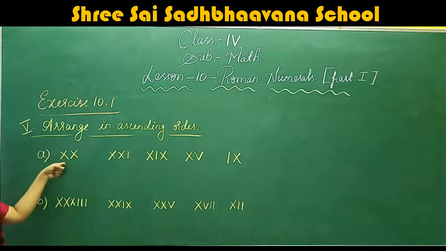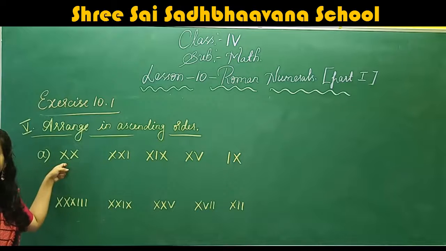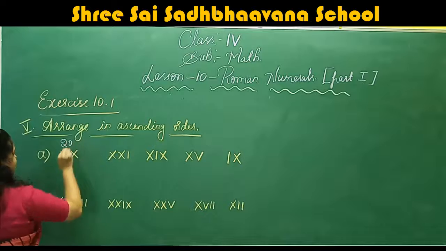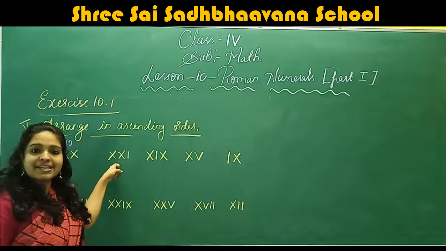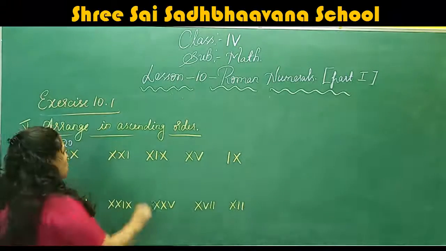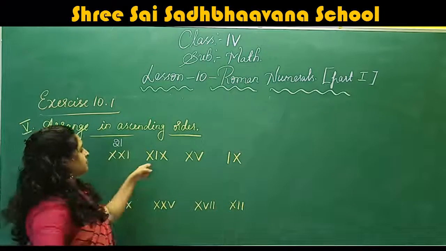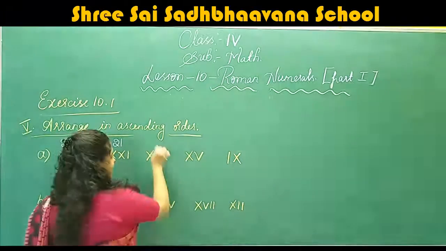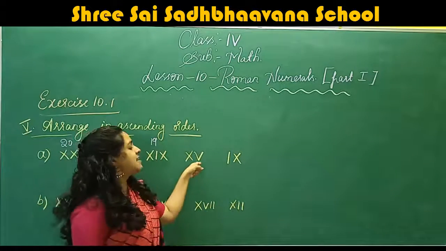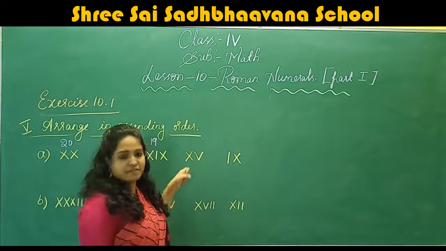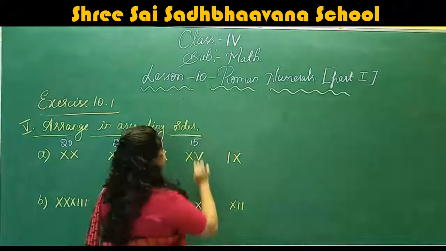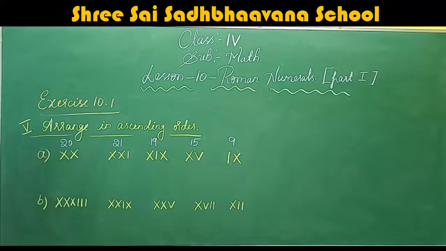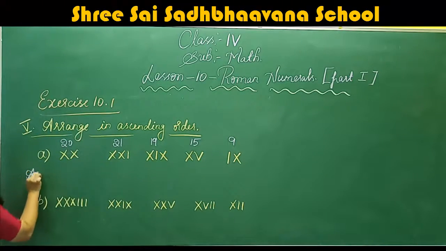So let's come to the first number. So what is this number? Which number is this, children? 20. So let us write 20. Okay. Which number is this? 21. Okay, here 10 and 9 is given. So which number is this? 19. 10 and 5 is given. Which number is this? 15. And here 9 is given. So 9. Yes.